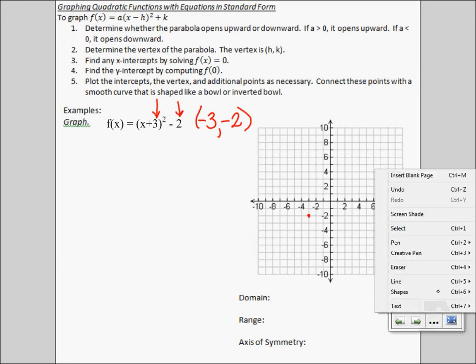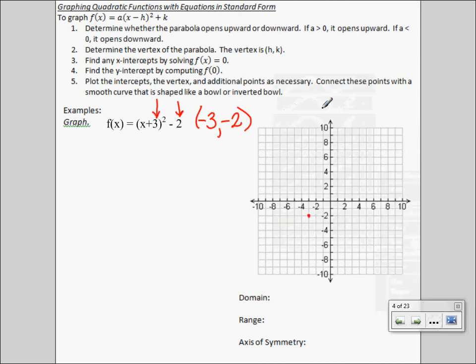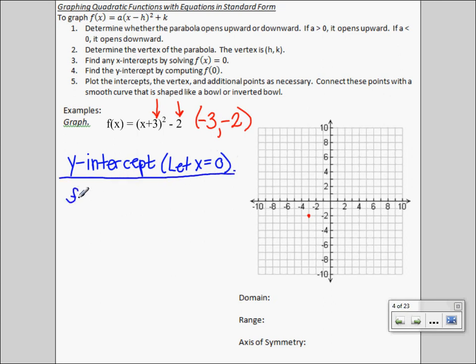Okay, we change colors. Now what I want to do is find the y-intercept. And that just means let x equal 0. So when we do that, we're going to say f of 0 equals, open parentheses, 0 plus 3, squared, minus 2.